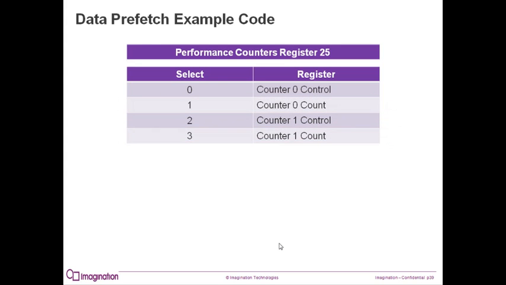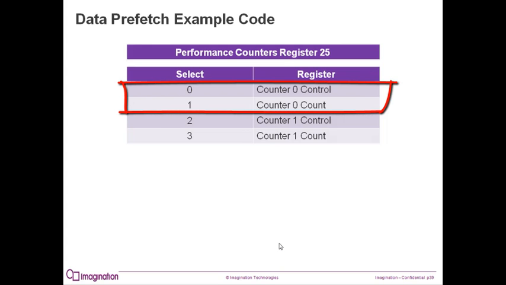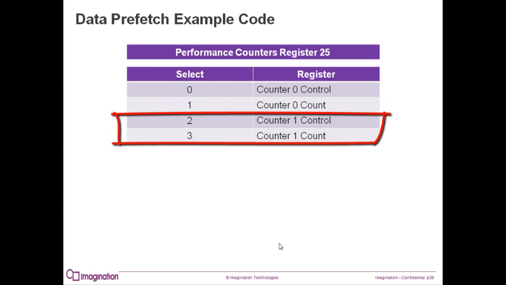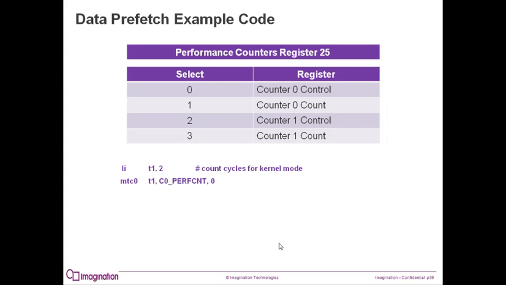For example, let's say the core we are using has 2 performance counters. Coprocessor 0 register 25 select 0 is the control register for counter 0, and select 1 is the counter for counter register 0. The second counter's control register would be coprocessor 0 register 25 select 2, and the counter would be select 3. In the code, you will need to tell the CPU what you want to count.